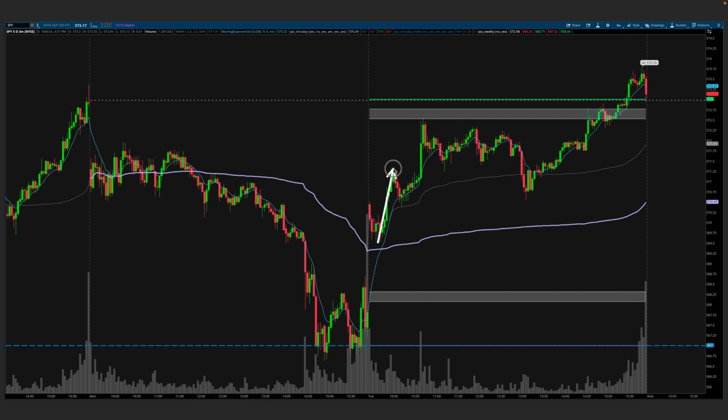This is our push up. This is our 50% retracement. This is the next leg up. It happens after the 9 EMA VWAP crossovers.